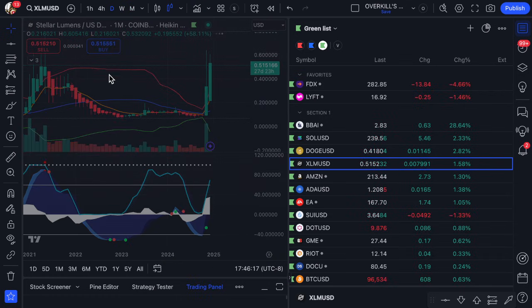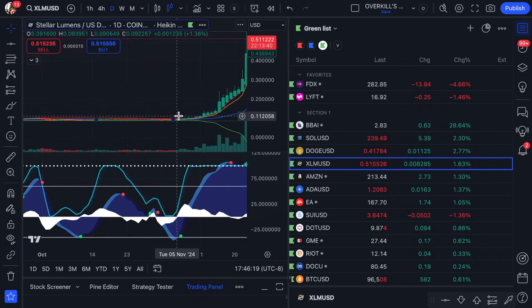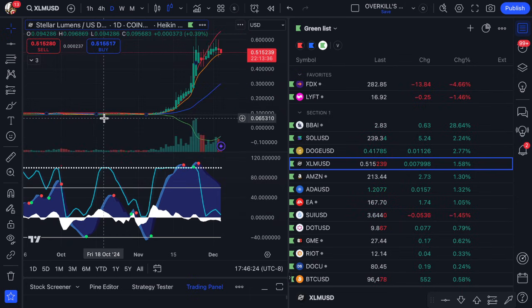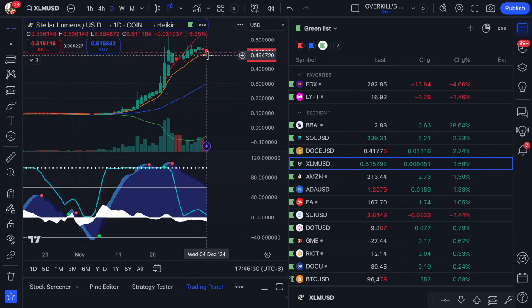And again, we called out XLM as well, guys. I don't want to toot my own horn, but we called it out right over here on the 6th at 9 cents. So you made 600% off of that move. That is not common.